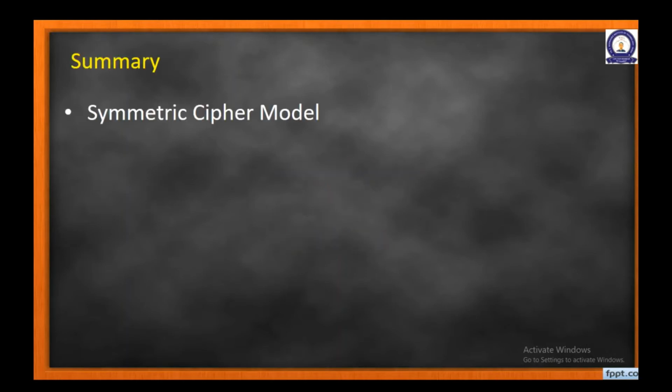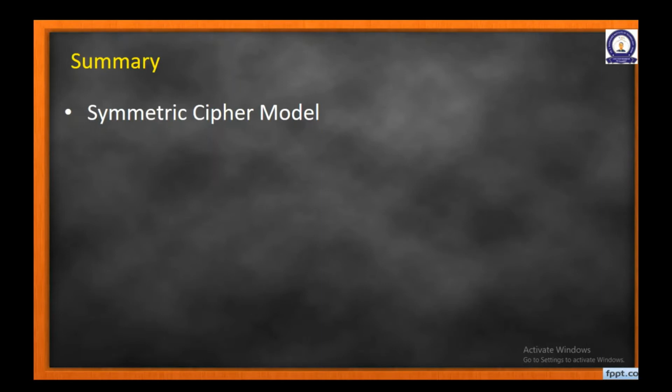So we started with the symmetric cipher model. And what do you mean by symmetric here? Whatever algorithm or steps we have followed during the encryption, almost similar steps will be followed, but in the reverse order, when I go for a decryption. Sometimes the symmetric cipher model also suggests the key is the same for the encryption as well as the decryption.